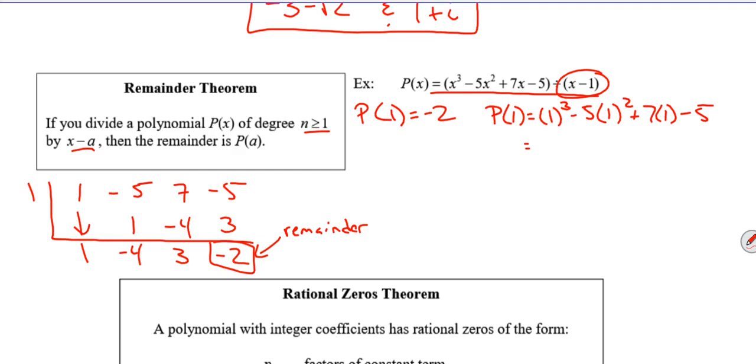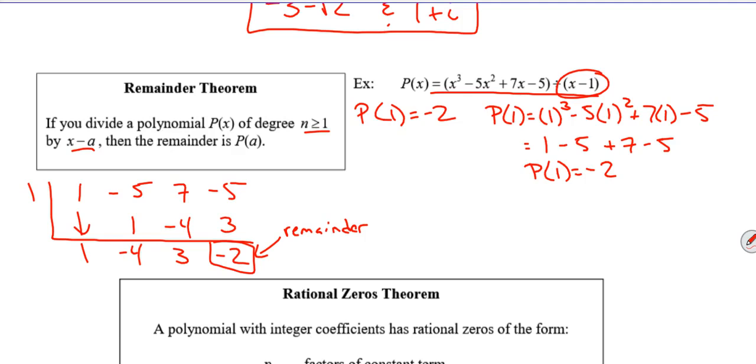Let's check that out. 1 cubed is 1, 1 squared is 1 times -5 is -5, 1 times 7 is 7, and then minus 5. So that's -4 plus 7, which is 3, minus 5, which is -2. So when I plugged 1 into the function, I did get -2. That's just a verification of the remainder theorem.